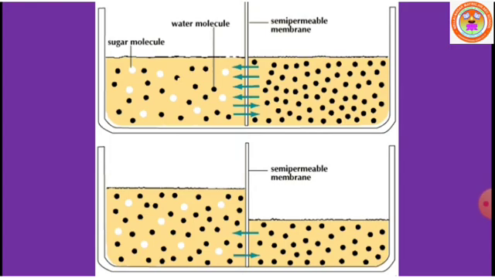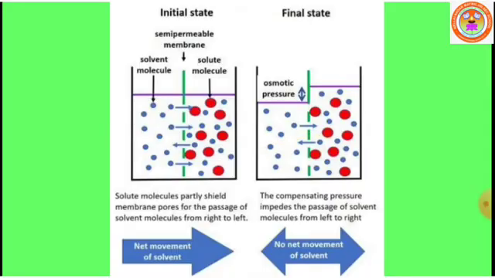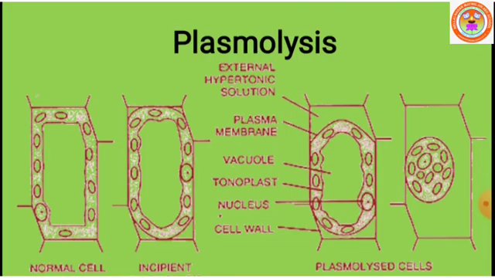Now let us continue. Plasmolysis. Plasmolysis occurs when water molecules come out from the cell, resulting in the shrinkage of the cell membrane, which moves away from the cell wall.